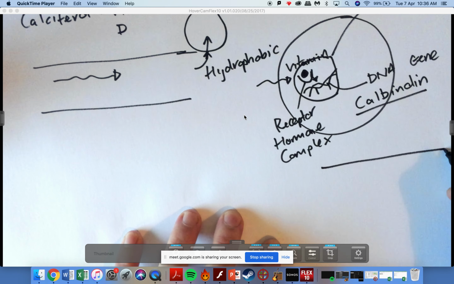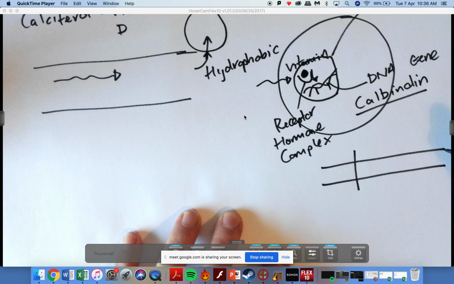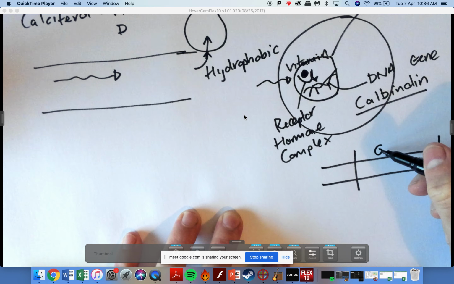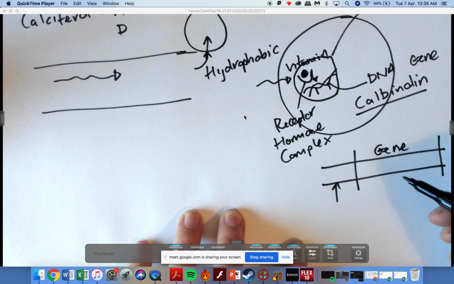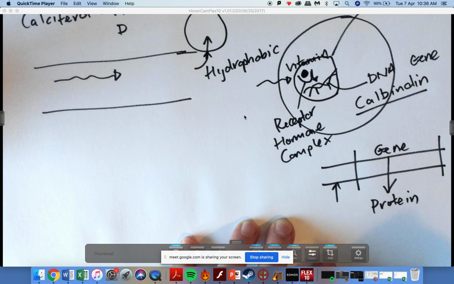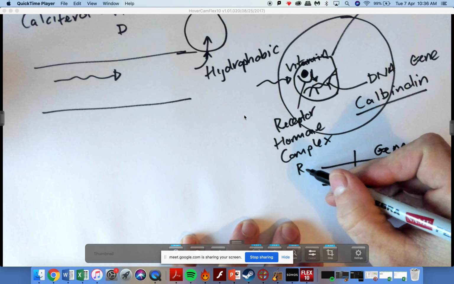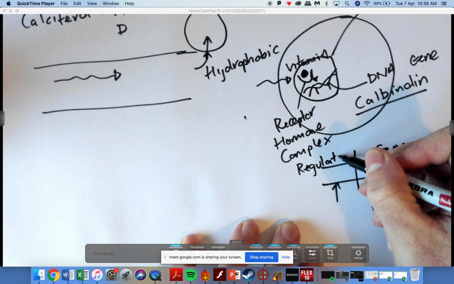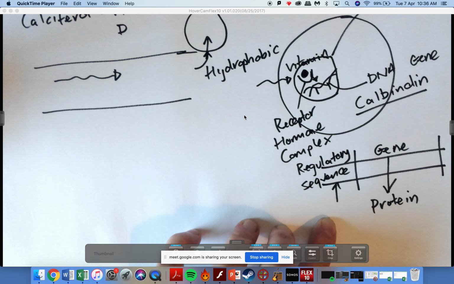So if this was the DNA, the double-stranded DNA, there's going to be sections which are genes, and there are going to be sections which are not genes, because a gene is going to be able to create a protein. That's one definition of a gene, that it's got the information to make a protein. Whereas this bit here is not a gene, but we call it a regulatory sequence. So it's going to bind there.